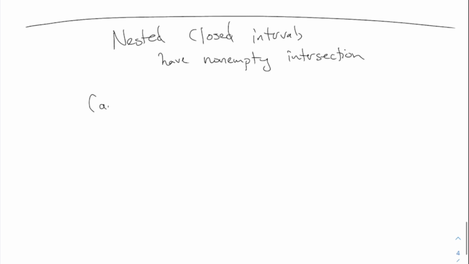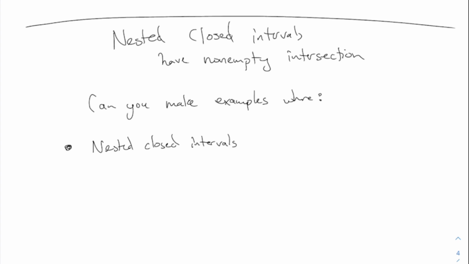Can you make an example? I just want you to play around and get a feel for how this thing works. Can you make examples where, how about nested closed intervals? In all those examples we've done, the intersection has been another closed interval, but is that necessarily true? So see if you can make an example where nested closed intervals have intersection of 1 point. One single point, exactly 1 point, not a whole interval. You shrink it down and it makes just a single point.